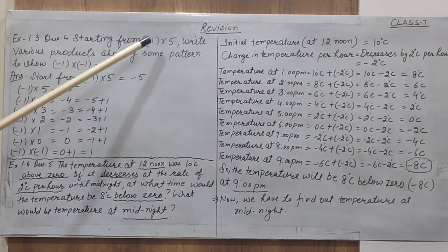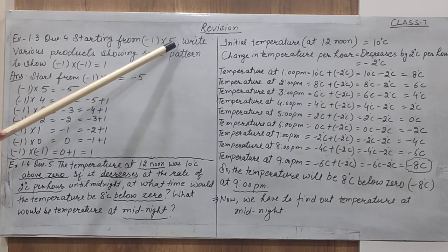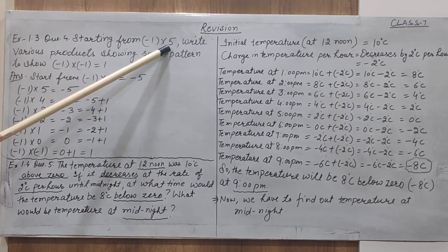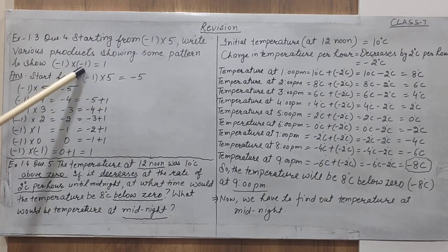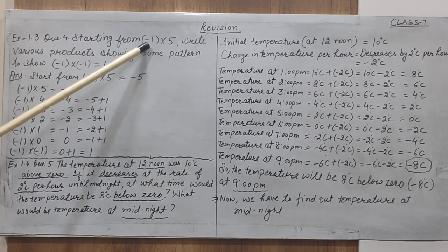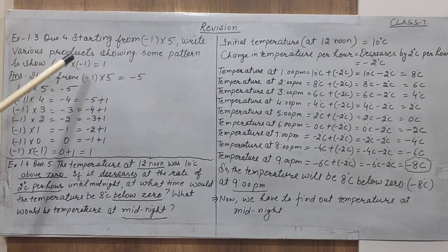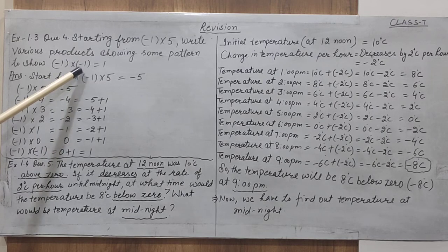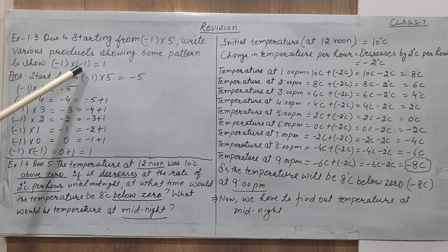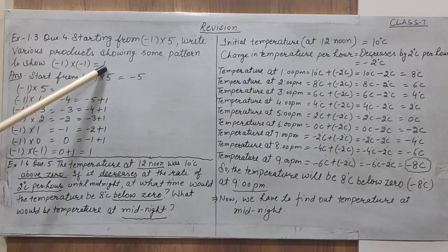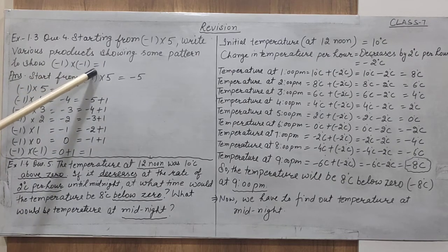So we have to follow some pattern to start from minus 1 multiplied with a positive integer, that is plus 5, up to a negative integer, that is minus 1. Minus 1 is multiplied with 5, then step by step we have to move up to minus 1. And the result is, we know minus 1 multiplied with minus 1 is plus 1, because when a negative sign is multiplied with a negative sign, the result is positive.